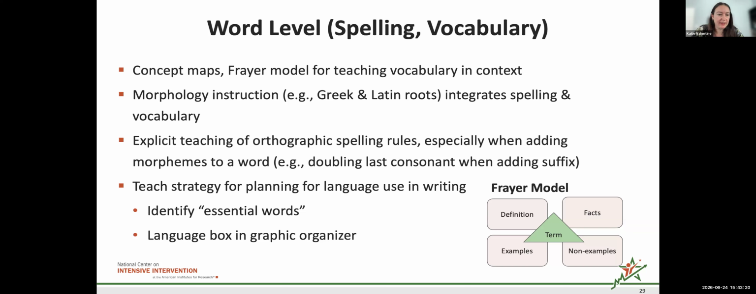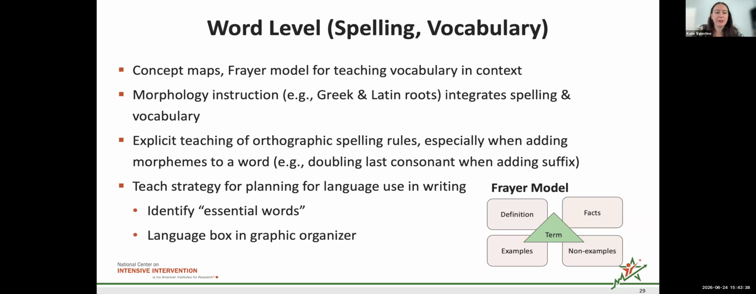When you're teaching spelling, think about explicit teaching of those orthographic rules. So especially when you add a morpheme to a word, so that rule of doubling the last consonant when you add a suffix. This particular student we looked at struggled with that, which is one example.